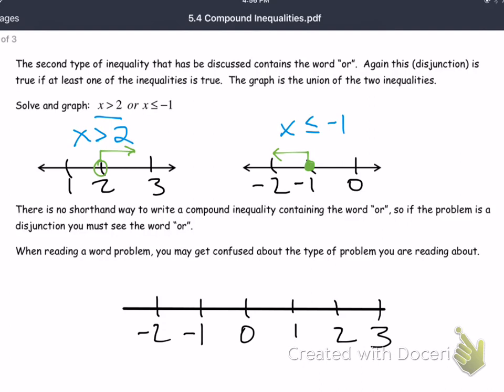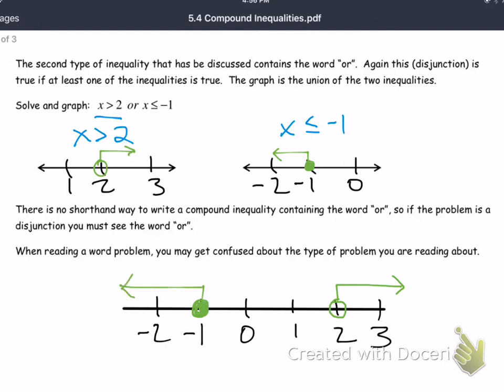If we do it the same way, on the left graph we have a greater than, so it's an open circle and it's going to the right, because it's greater than. And then on the right graph on the top there, we have -1, and that's a closed circle at -1, and it's actually going to the left.